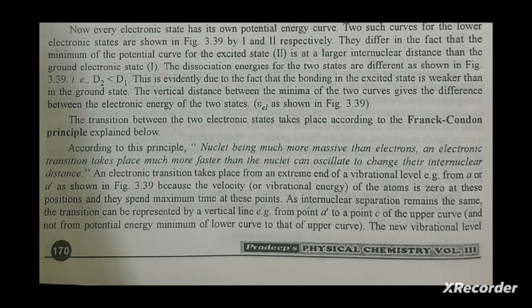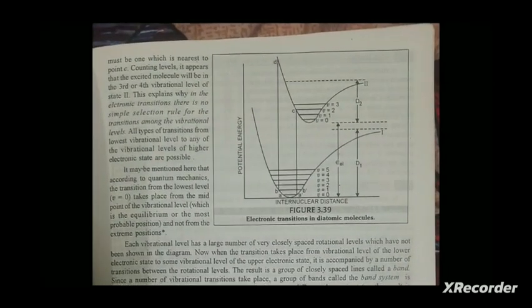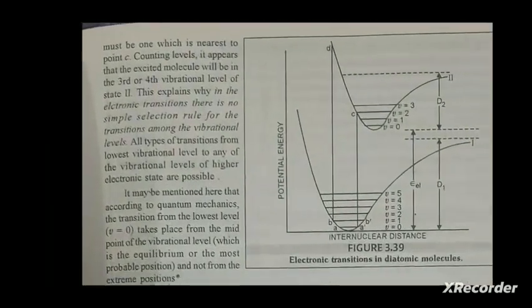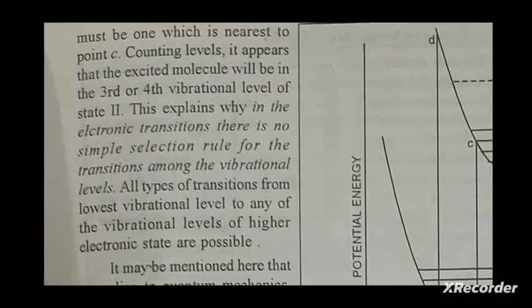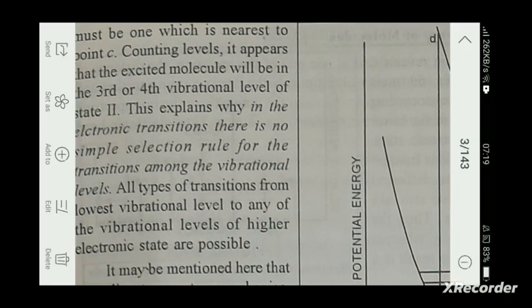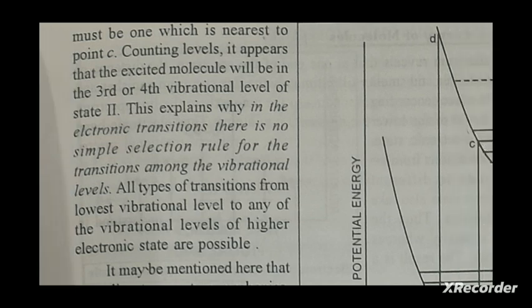As the internuclear separation remains the same, the transition can be represented by a vertical line from point A dash to point C of the upper curve, and not from the potential energy minimum of the lower curve to that of the upper curve. The new vibrational level must be one which is nearest to point C. Counting the levels, it appears that the excited molecule will be in the third or fourth vibrational level of state 2.